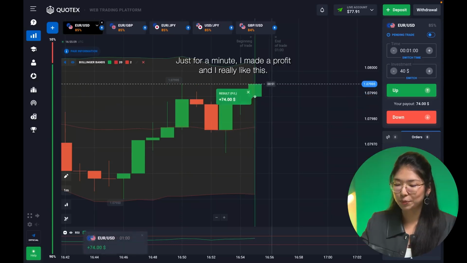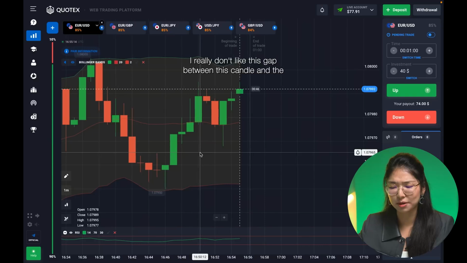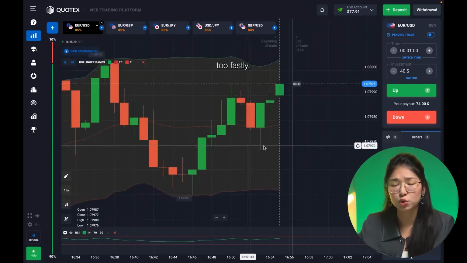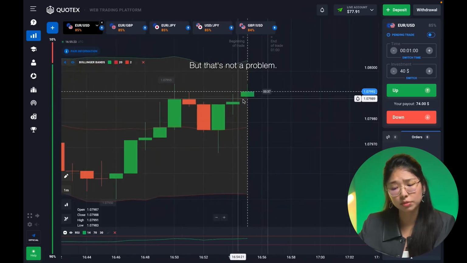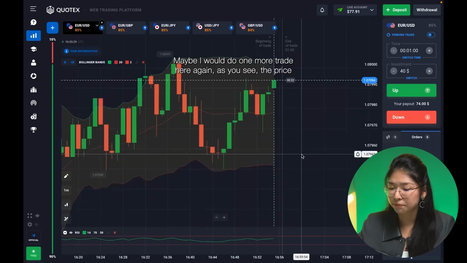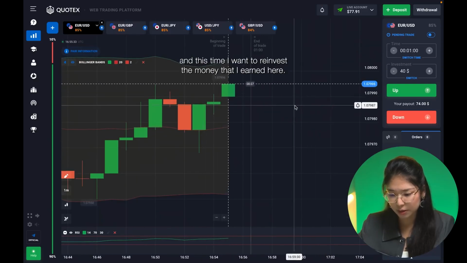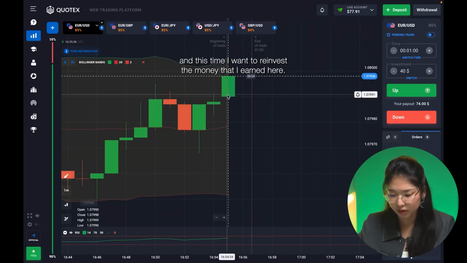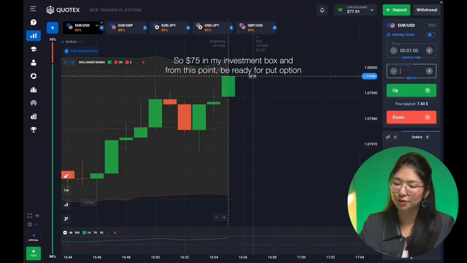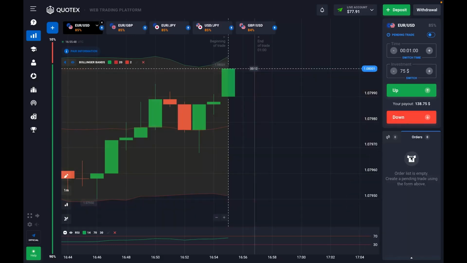Just for a minute I made a profit, and I really like this. As you see, the price has grown from this moment, and I really don't like the gap between this candle and the previous one. That means that the price has moved to the high level too fast, but that's not the problem. I really like this currency pair. Maybe I would do one more trade here again. As you see, the price is still growing up to the high band of the Bollinger Bands corridor, and this time I want to reinvest the money that I earn here. So $75 in my investment box, and from this point be ready for put option right now.